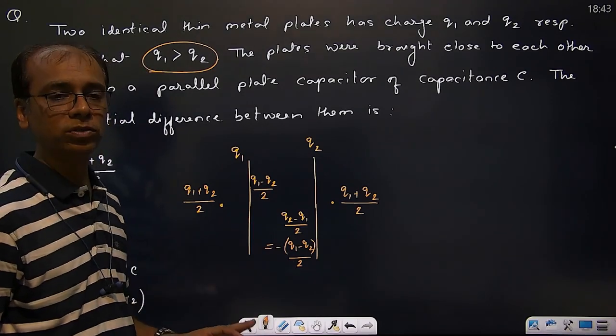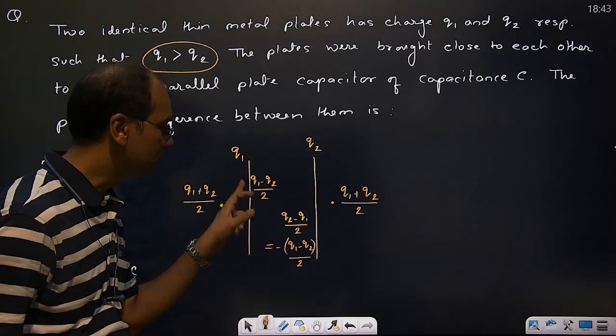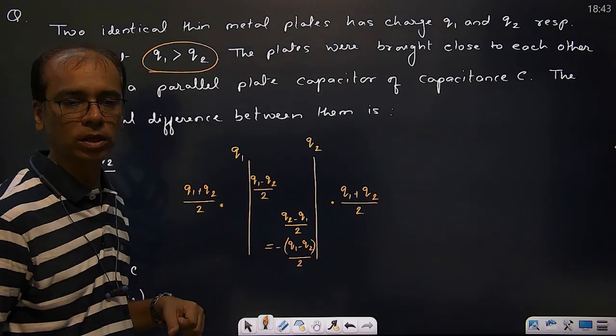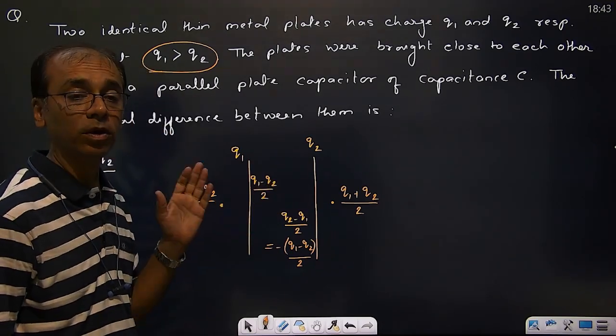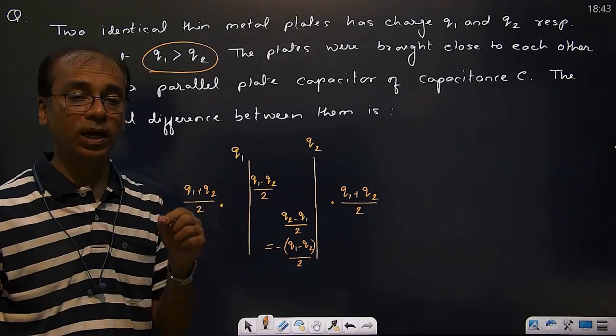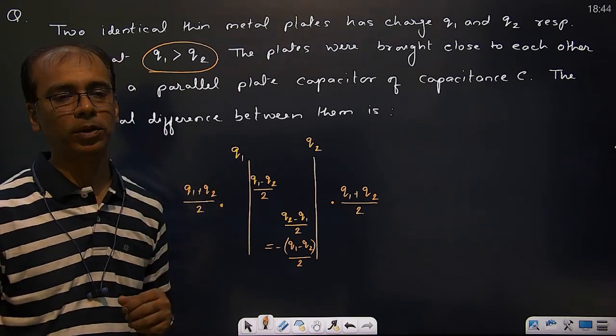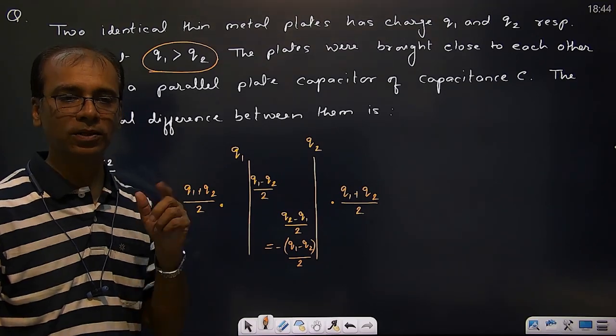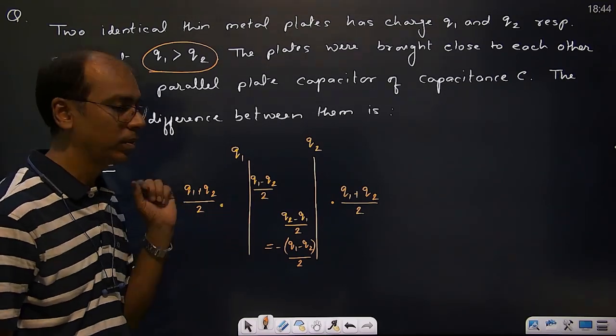So what is the charge on the capacitor here? (Q1 minus Q2) by 2. This is the charge on the capacitor. If you remember, in the capacitor I told you the charge on the inner side of the positive plate is the charge on the capacitor, (Q1 minus Q2) by 2.